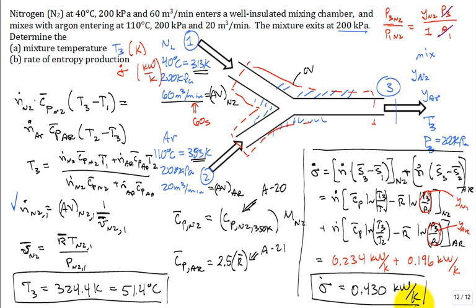A lot of entropy generation due to the mixing. Some also due to the temperature. I didn't try to separate them, but there's the answer for part B.